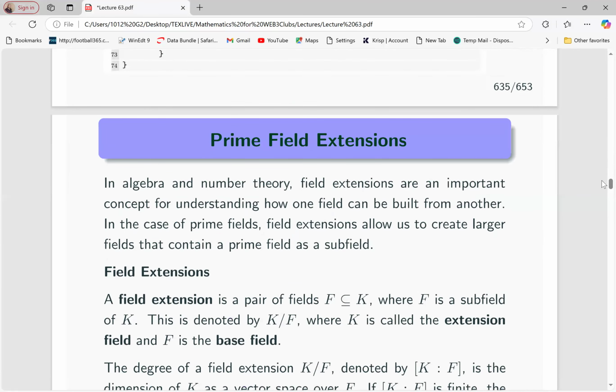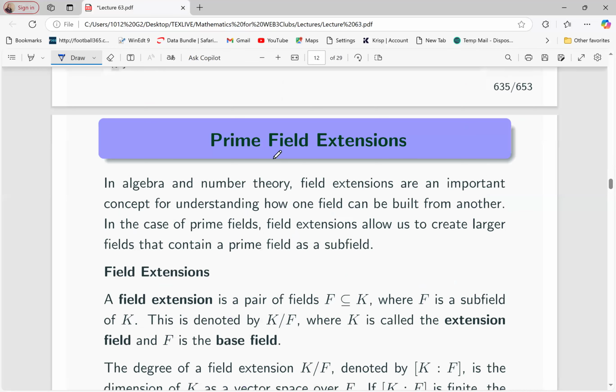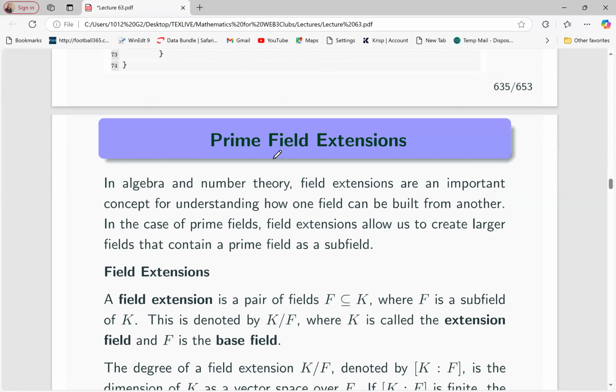Now, that is about quadratic residues. I want us to look at prime field extensions. You have a prime field, and out of this prime field, you come up with other fields. That's what you call extensions. In algebra and number theory, field extensions are very important concepts, and also in cryptography.